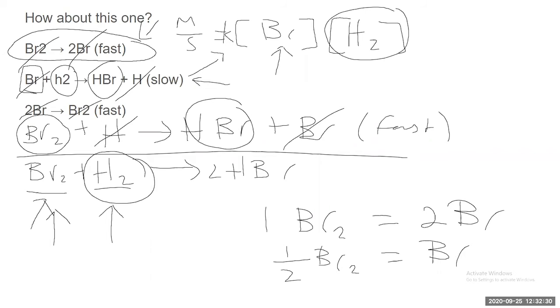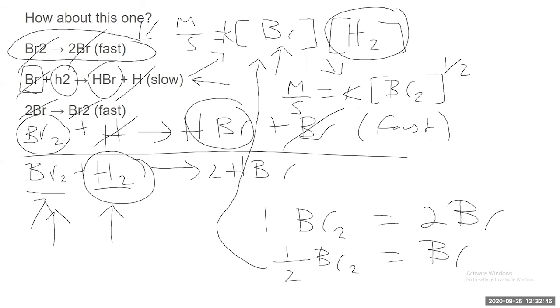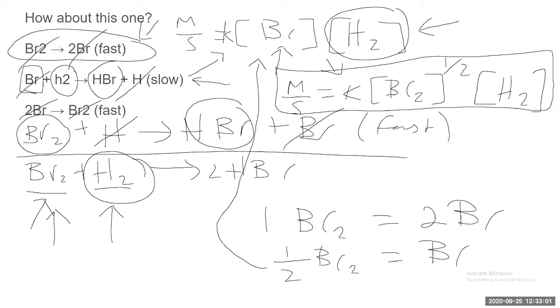Now all we need to do is plug this into the rate law equation. Then this will give us rate in M per s is equal to k times Br2 to the power of 1/2, times H2 to the first power. This will be our final answer. Does anybody have any questions on that?